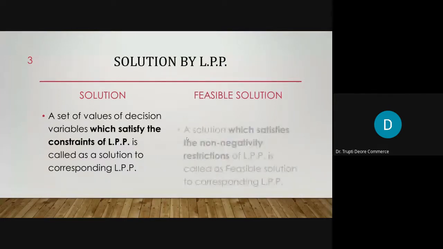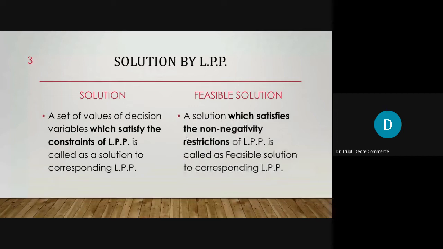Second आहे feasible solution. Feasible solution, it means a solution which satisfies non-negativity restrictions. आता non-negative restrictions म्हणजे काय? We already seen that, for example, x is greater than or equal to 0, right? So it's non-negative restrictions. So the solution which satisfies these non-negativity restrictions of LPP is called as a feasible solution. It means the value is more than or greater than 0 or minus.